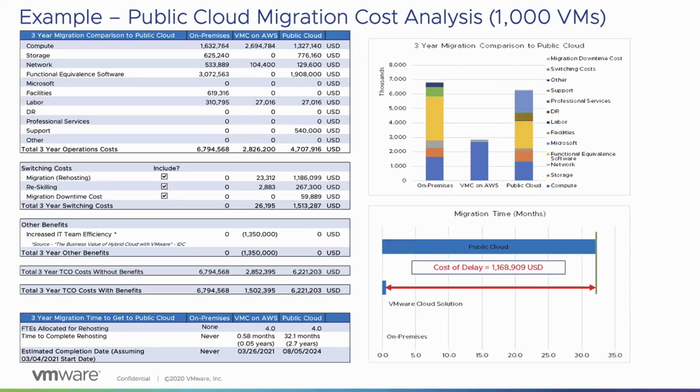Now, this is an example. Within the cloud economics team, we do offer a service. It's a free service. We just work through our cloud economists.